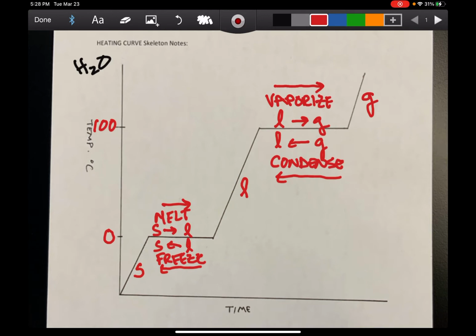So we're going to number the different parts. Down here where the solid is, we're going to call this 1. Where melting and freezing are happening, that's going to be called 2. Where liquid is, this is called 3. Liquid going to a gas, vaporizing, that's going to be 4. And where we have just gas, this is going to be 5.